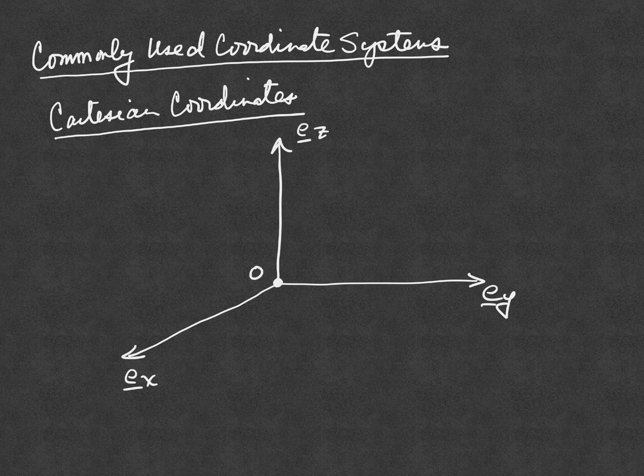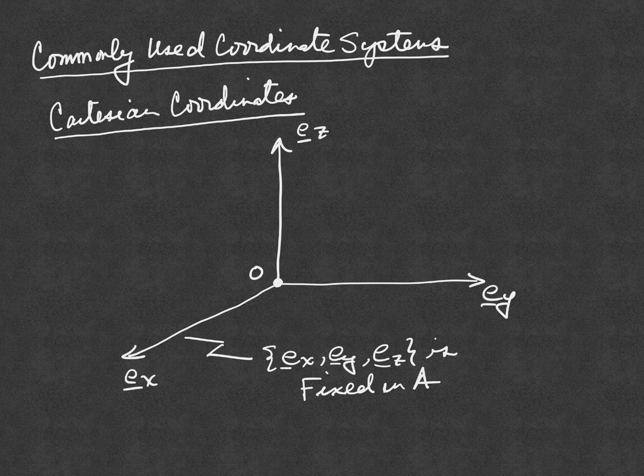And I'm going to establish the following. First is that EX, EY, EZ is fixed in a frame called A. So I can just put a little A over here just so that we know that this basis is fixed in this frame. And once again, this point O is fixed in A. So it's kind of the same setup I had before, except for now I've put down a coordinate system, and that's important because I need a coordinate system in order to be able to quantify the position.